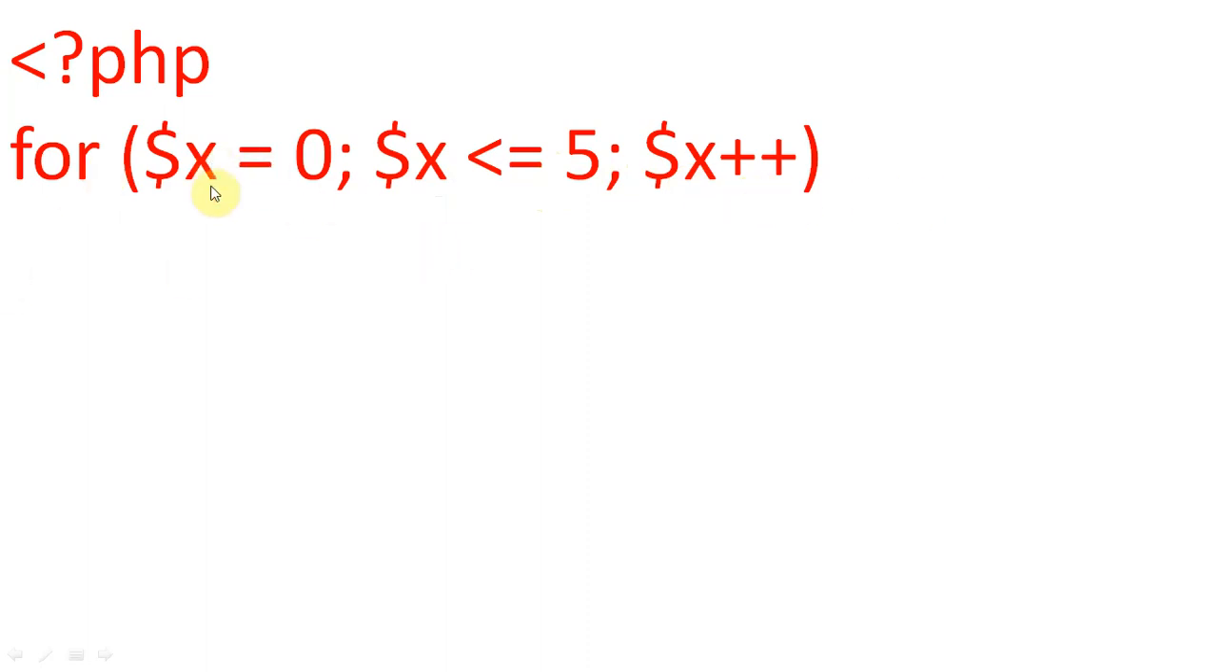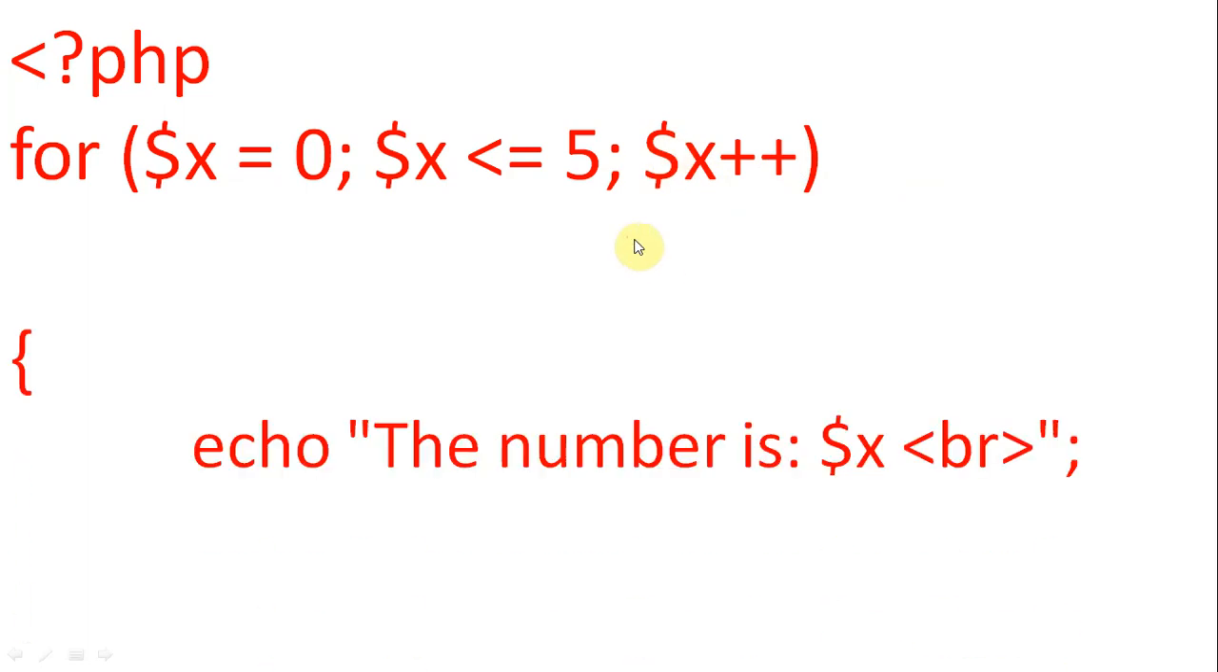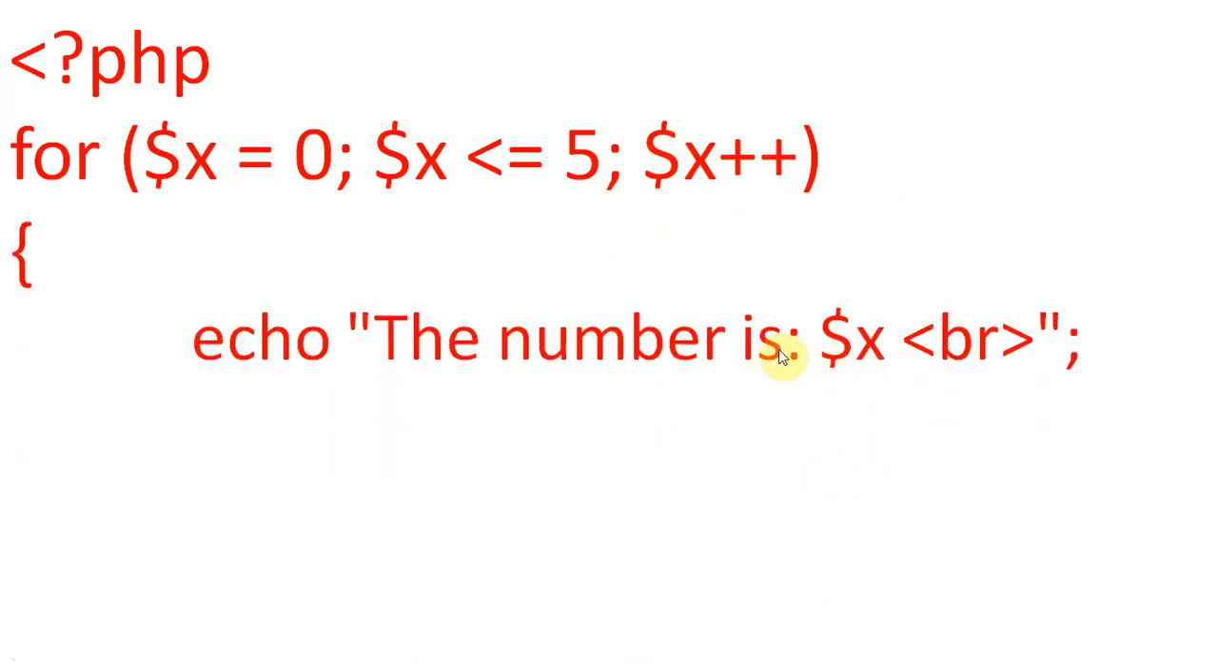First of all we are initializing. Always we use the dollar sign with the variable. Initially x is 0, and then we have mentioned here x is less than or equal to 5, and finally we have x plus plus, which means x equals x plus 1, and we are printing here the value of x.